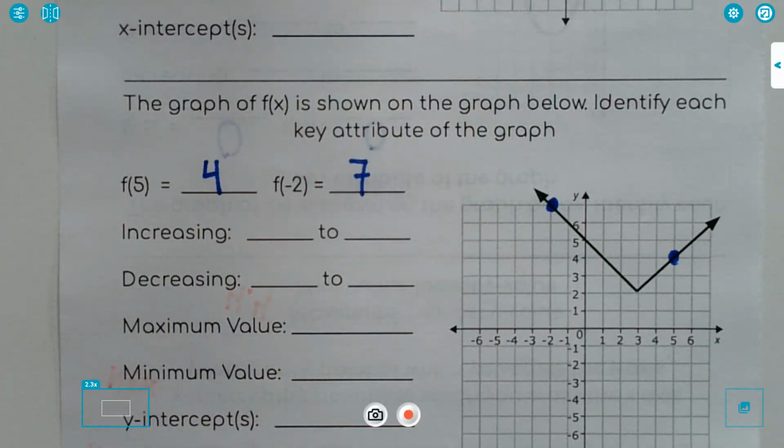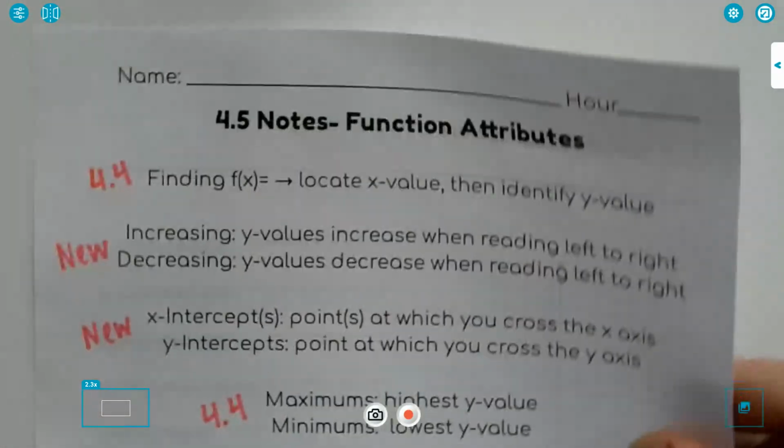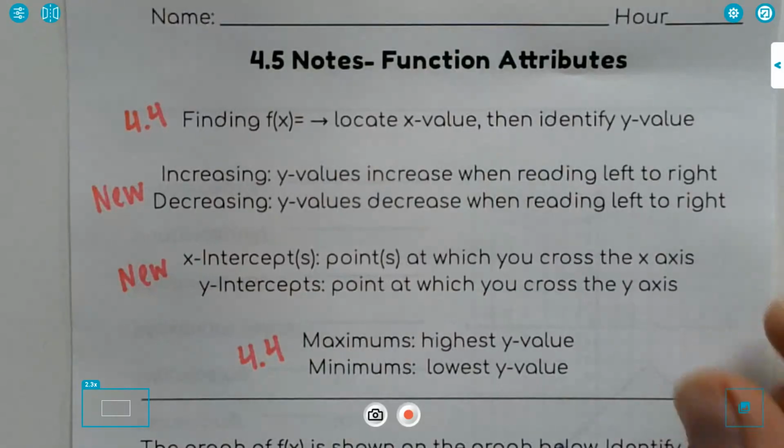Okay. Any questions about evaluating functions at certain values? Hey, flip this over then. Let's go back and let's talk about increasing and decreasing.